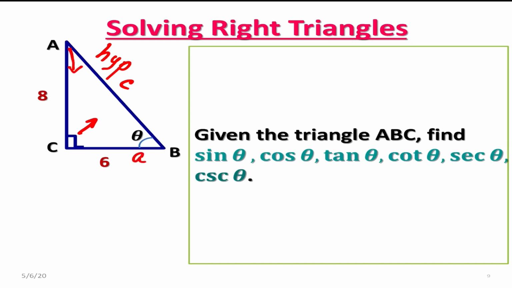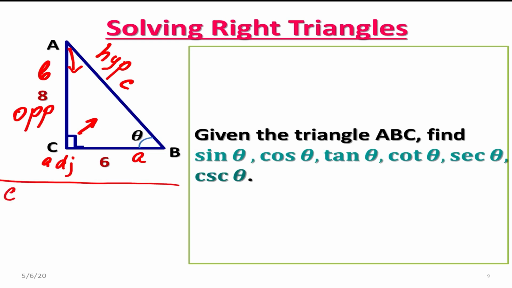Now, from angle A, the side which is 6 is gonna be A, and the side which is 8 is gonna be B, so it's directly across the big B, capital B. So the side A is gonna be the adjacent side, it's next to theta, and side B is the opposite side, it's directly across angle B.